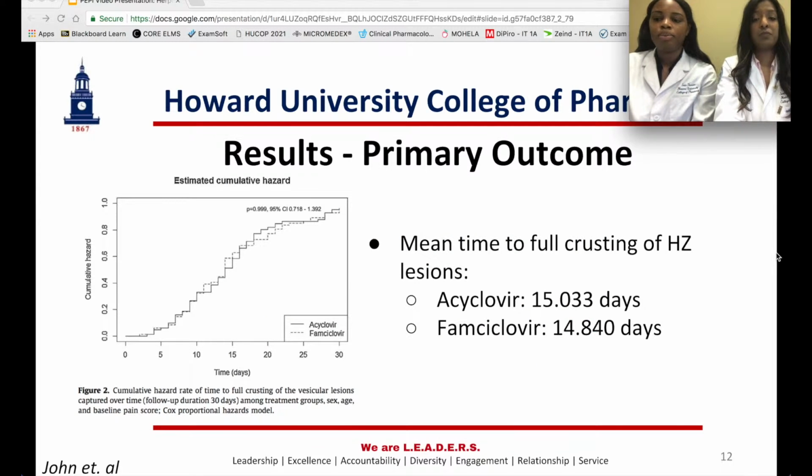Okay, so the efficacy parameters were analyzed using the Kaplan-Meier method. Cox proportional hazards models were used to determine differences in treatments, considering treatment, age, sex, and baseline pain as covariables. So essentially, there wasn't a real significant difference seen, as the mean time to full crusting of herpes zoster lesions for acyclovir was 15 days, and for famciclovir it was close to that, at 14.8 days.